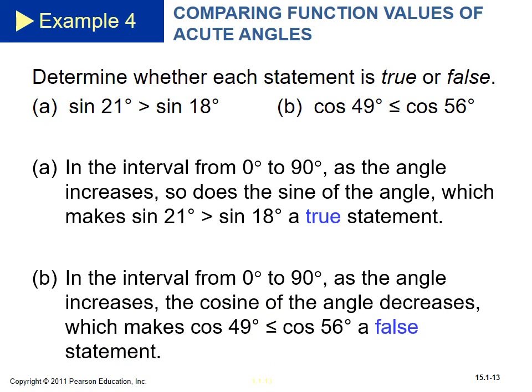Okay, cosine of 49 is less than or equal to cosine of 56. So as the interval from 0 to 90 increases, the cosine of the angle decreases, which makes the cosine of 49 less than or equal to the cosine of 56, a false statement.